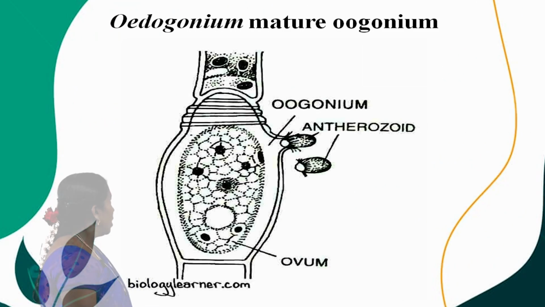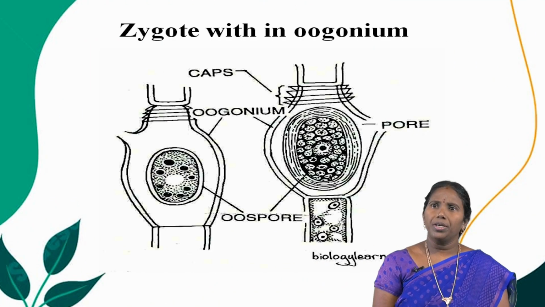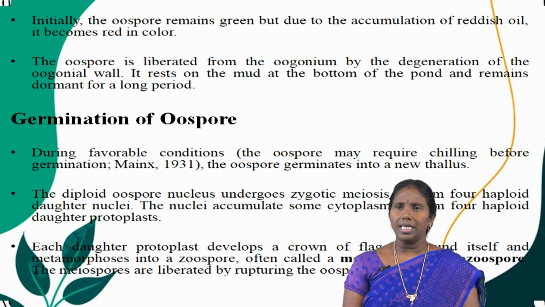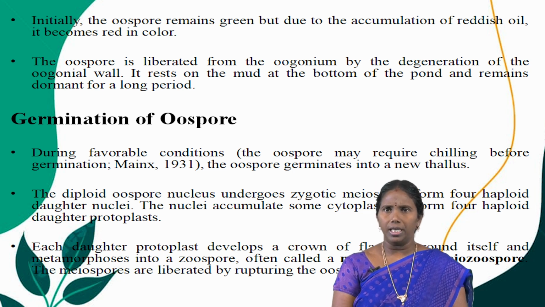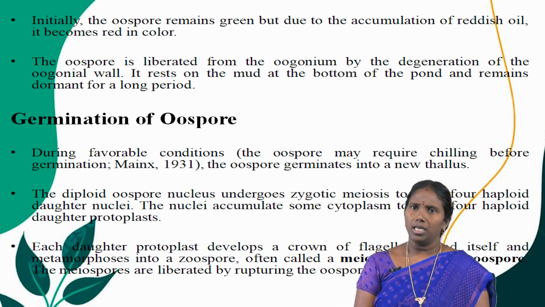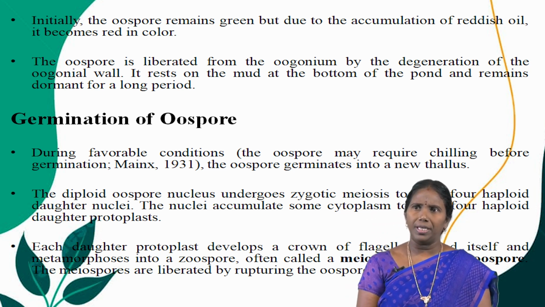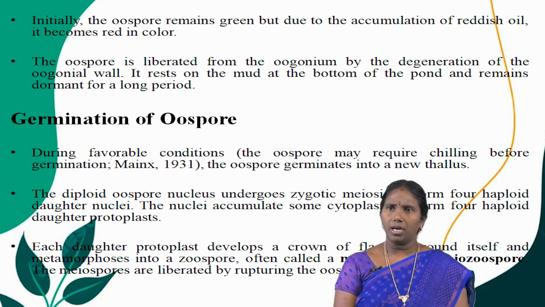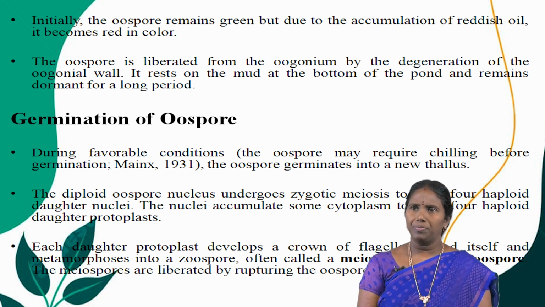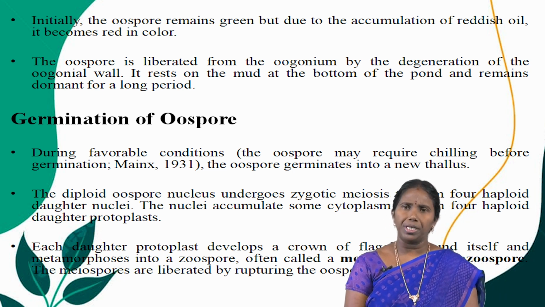This slide shows the matured oogonium, with the zygote within the oogonium. Initially, the zygote remains green, but due to the accumulation of reddish oil, it becomes red in color. The zygote is liberated from the oogonium by the degeneration of the oogonial wall. It rests on the mud at the bottom of the pond and remains dormant for a long period.